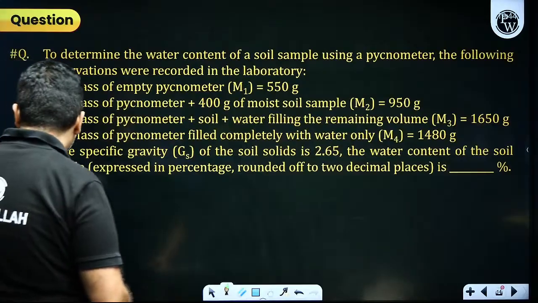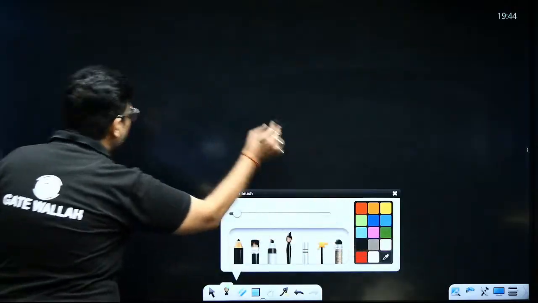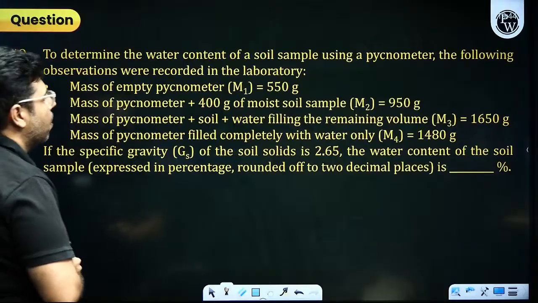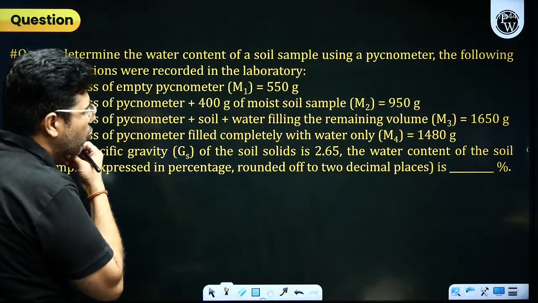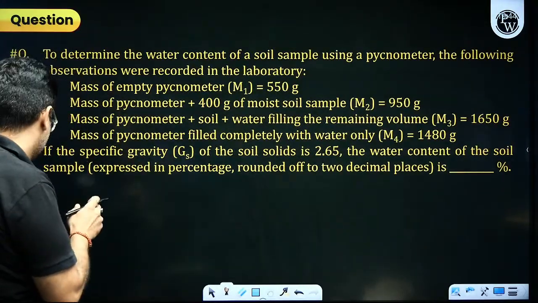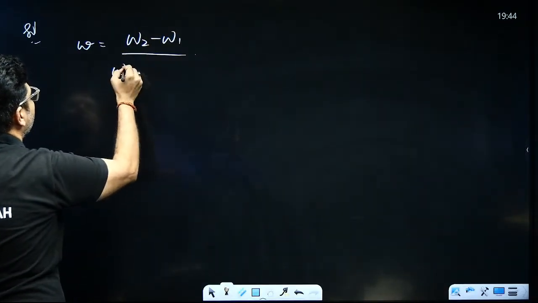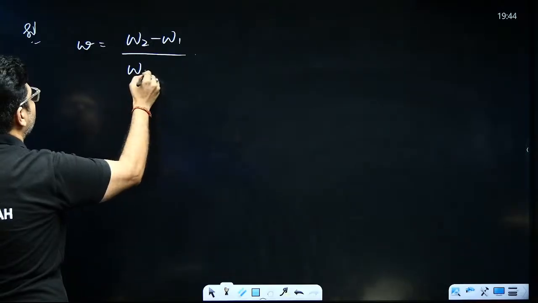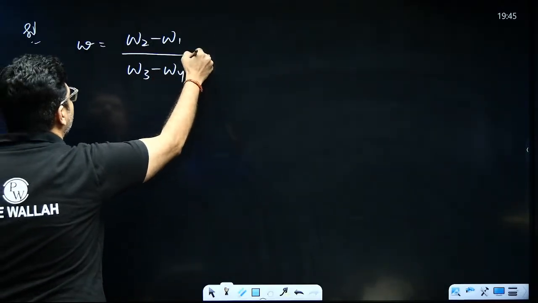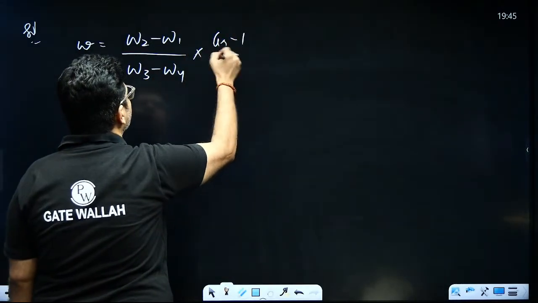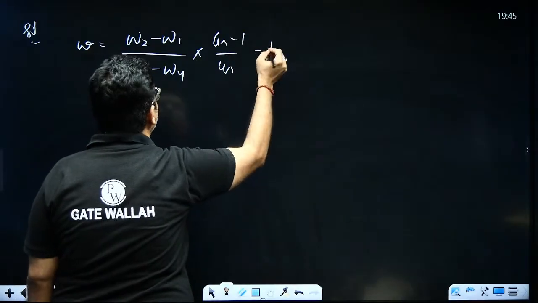So the weight of empty pycnometer was given to me. W1 is the weight of empty pycnometer, 550 grams. W2, W3, W4, everything was given and GS was also given. Let me just write down the formula. That is (W2 minus W1) upon ((W2 minus W1) minus (W3 minus W4)), into (GS minus 1) by GS.